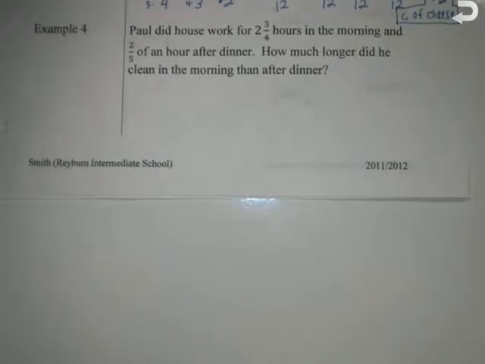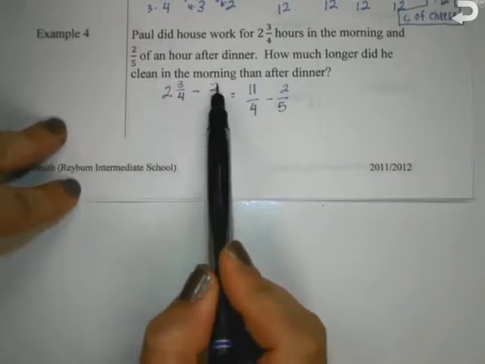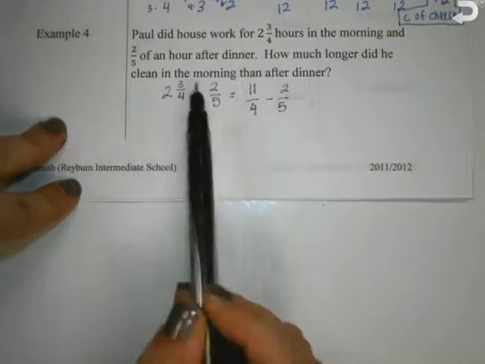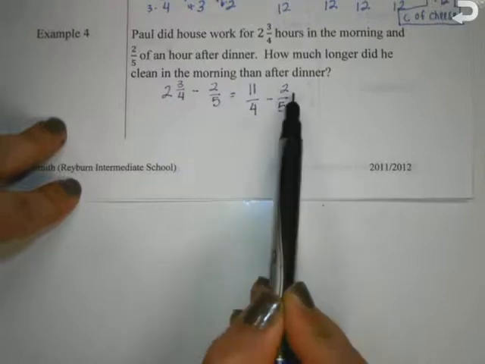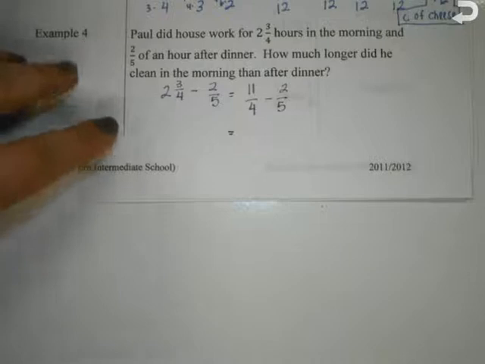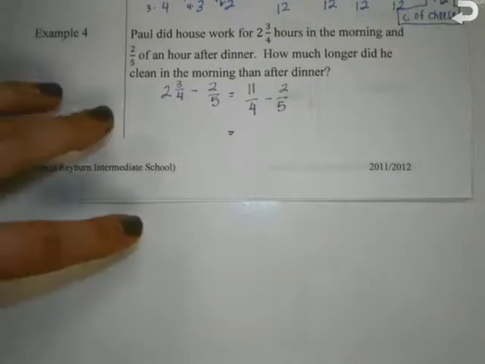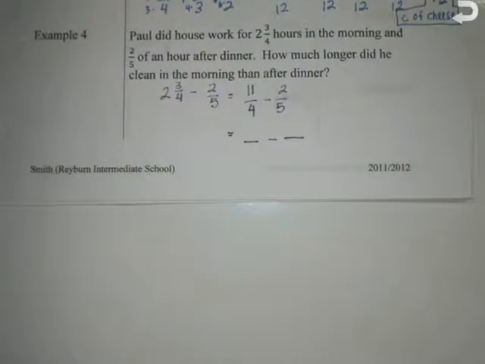2 3/4 minus 2/5. And then I changed this mixed number to an improper fraction. 2 times 4 gives me 8, plus 3 gives me 11/4. Everybody get this far? Okay. What do I do next? Steven, what's my next step? Good. Find a common denominator. Okay, so who can tell me what they got as a common denominator? Emily, what'd you get? 20. Good. Okay, so I got 20 as my common denominator.